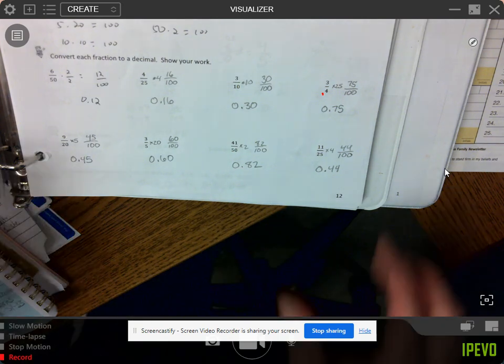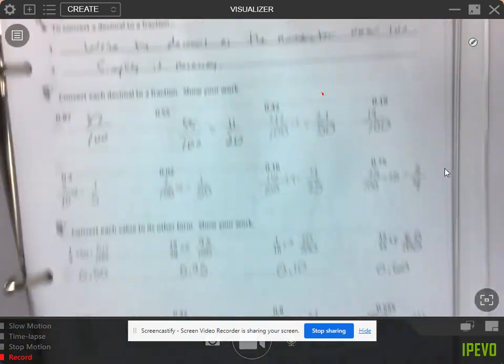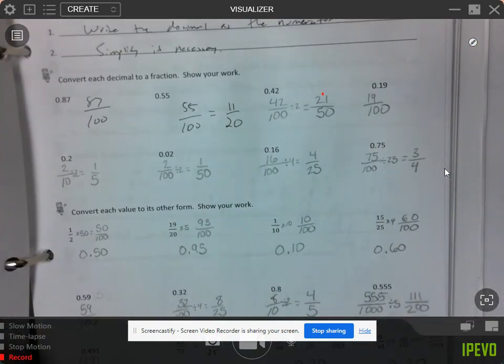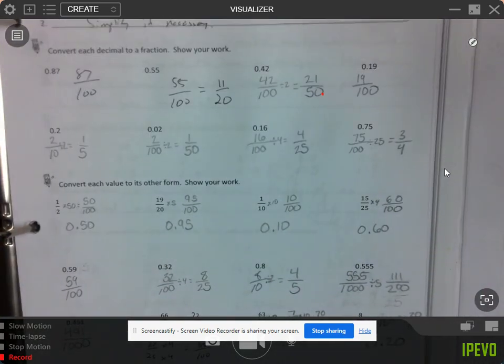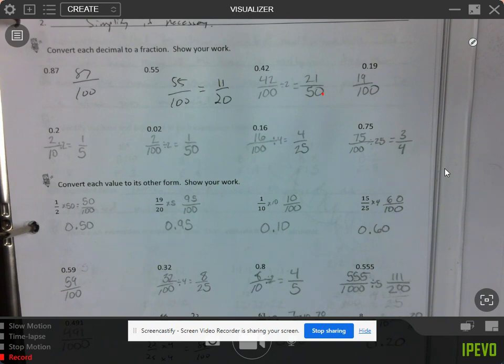All right, let's look at our second page. This time we were going from decimal to fraction. We had to go put it into the 100th because it gave us the fraction in the 100th place, so we put the 100th on the bottom. And then we had to see if we could simplify. Remember that second step is simplify, simplify, simplify. So we have to make sure we simplify.